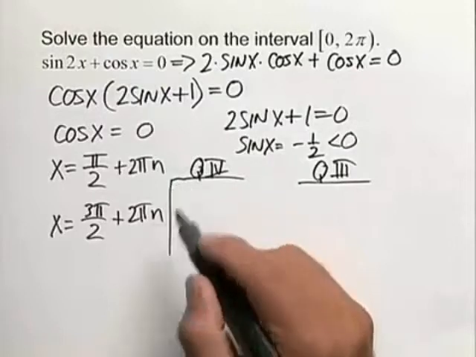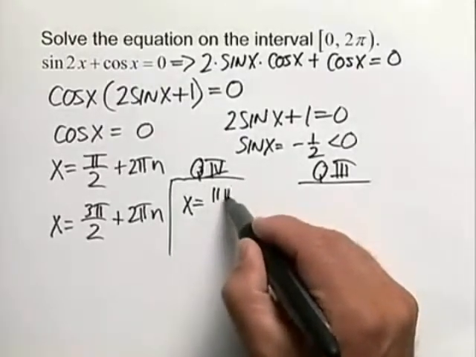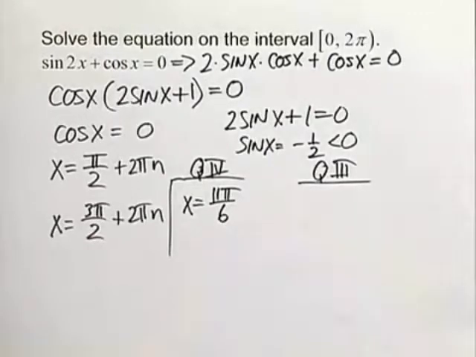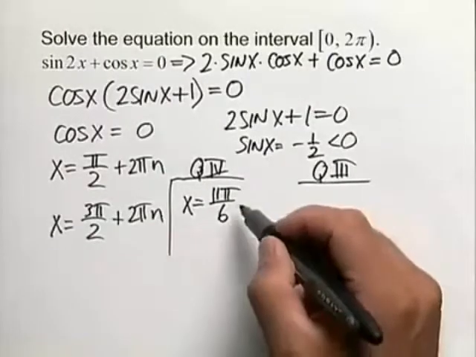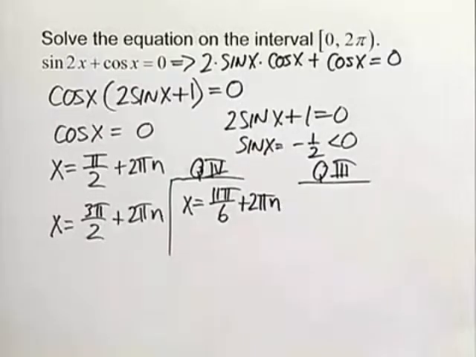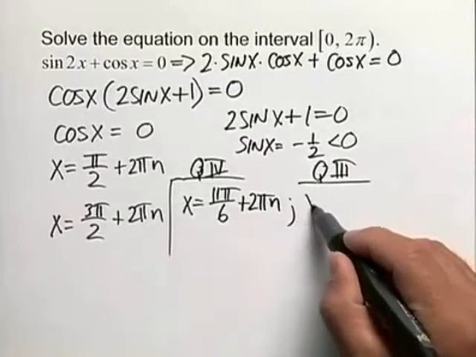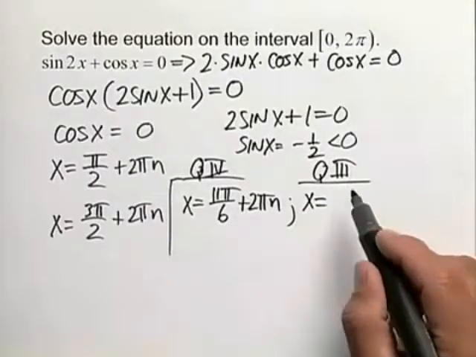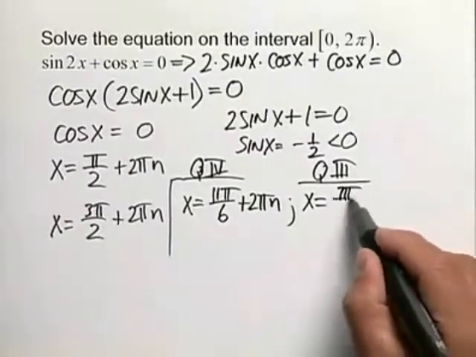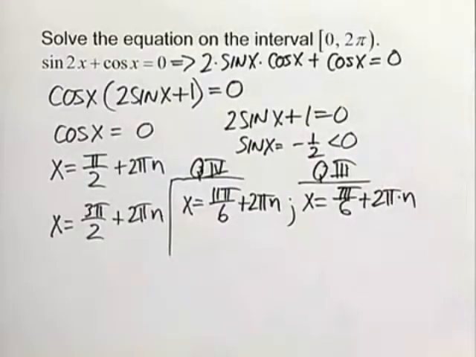Plugging that into your calculator, we'll come up with a value of x equal to 11 pi 6. It might show up as a negative pi 6 depending on your calculator. And again, addressing the periodicity, plus 2 pi n. In quadrant 3, we have the solution of x equals 7 pi 6 plus, once again, the periodicity being addressed, the 2 pi n. So those are the infinite number of solutions to this equation.